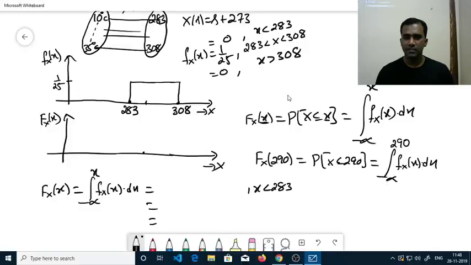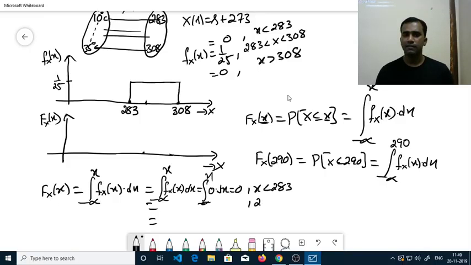So first let me do it for x less than 283. For x less than 283, integration from minus infinity to x. What is this value? X value is less than 283, which means you are integrating from minus infinity to a value less than 283. So the area is going to become 0 only, because this function value, fx of x, is 0 when x is less than 283. So this is integration from minus infinity to x of 0 dx, which is equal to 0.